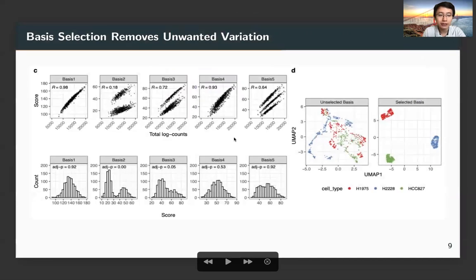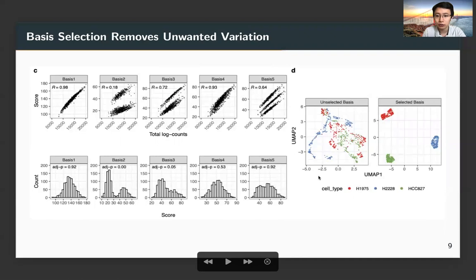We want to show why the basis selection is an essential step. Here we show 5 different bases and their correlation with the cell library size. And we can see some of the bases are highly correlated with the cell library size, and we want to remove them. And also some of the bases only show the unimodal pattern, which means that they are not contributing to the underlying cell type structure.